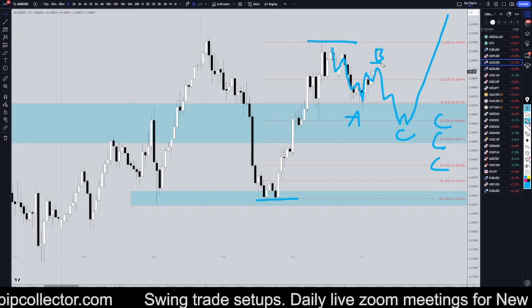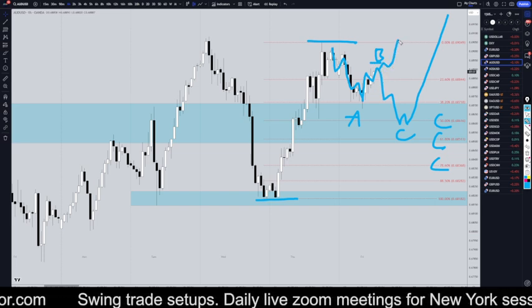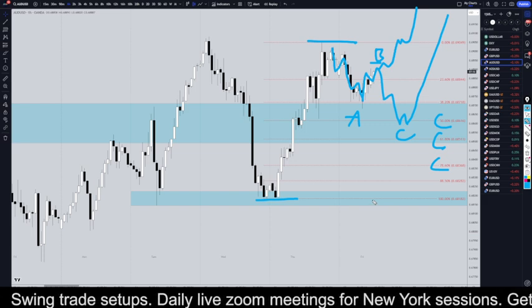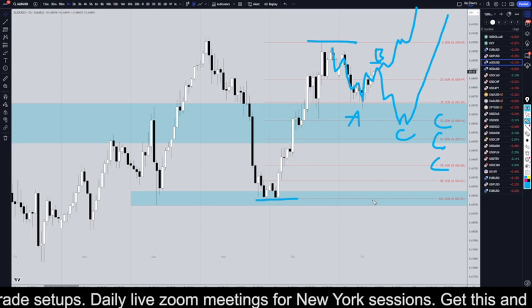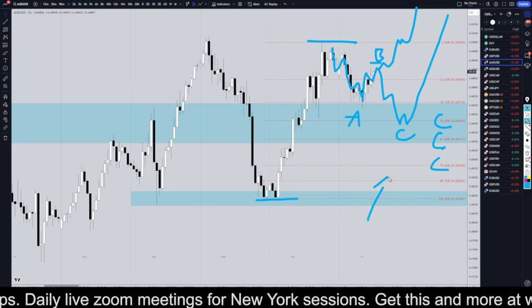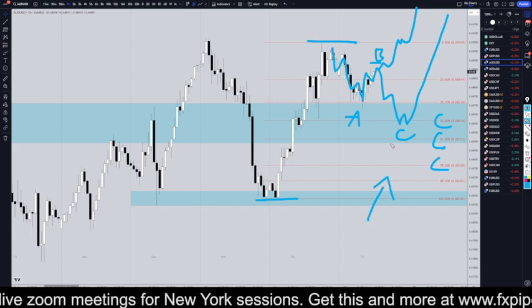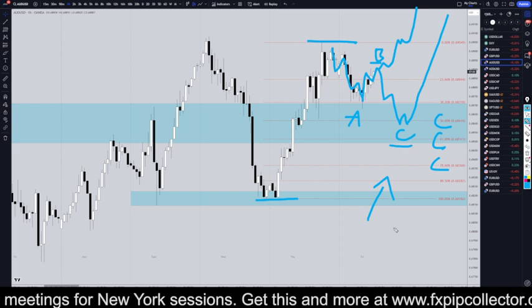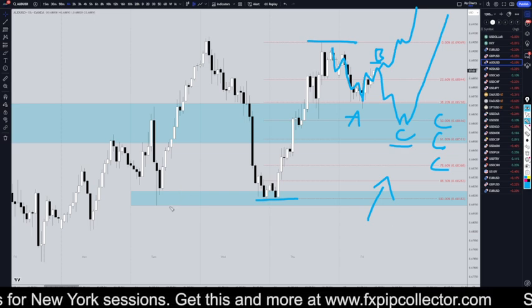Now often what we think is a wave B is actually just the continuation of the uptrend, and the trend is up on literally every single higher time frame. So we definitely should continue to look for longs. Whether it actually makes a wave C or not is questionable. It could easily just keep on trending up from here.